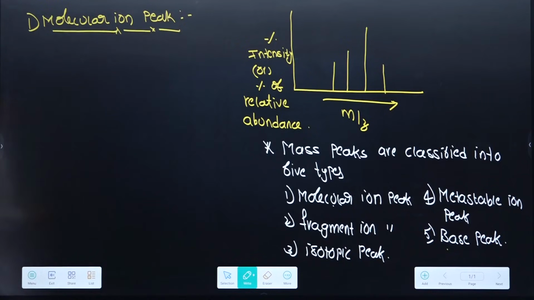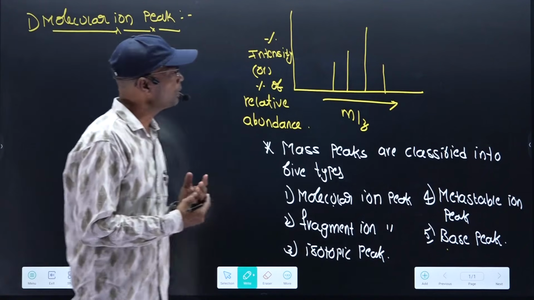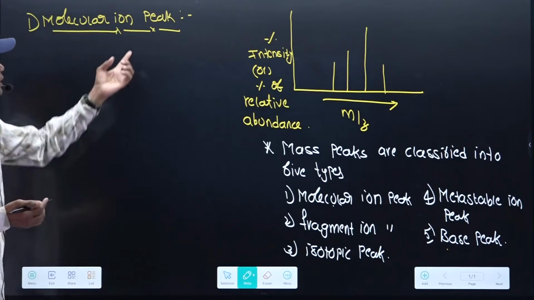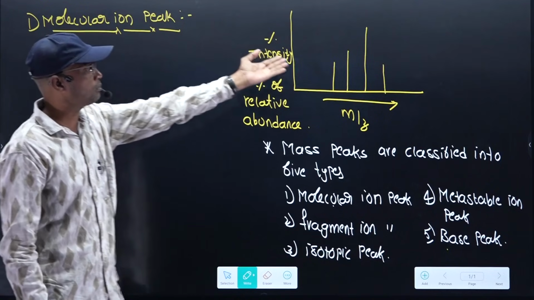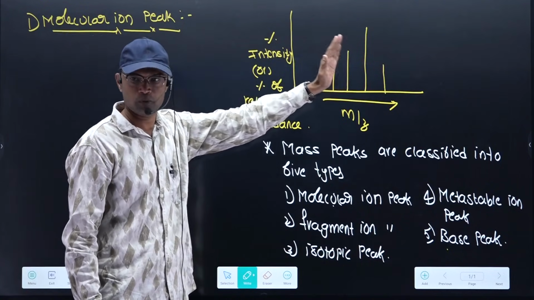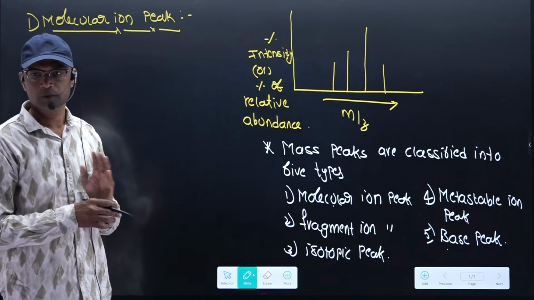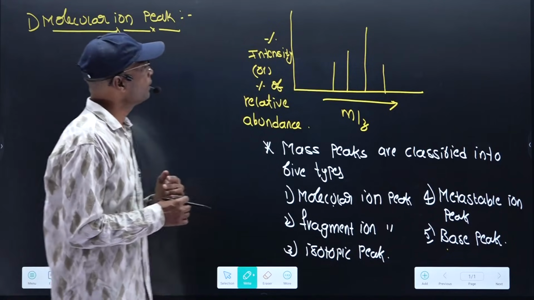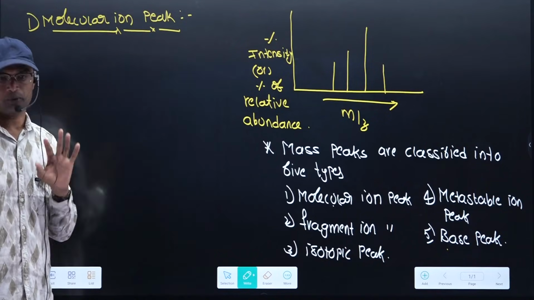So what is molecular ion peak? If any peak belongs to or is related to the molecular ion, that peak is called the molecular ion peak. Always the molecular ion peak appears at the high mass region. Most commonly they are represented at the high mass region, but that is not always. In general, the molecular ion peak gives information about the molecular weight of a molecule.